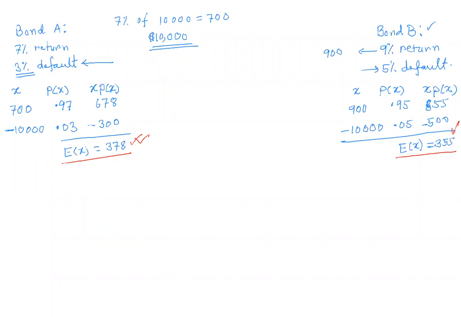Okay. Any question, anybody, before I move on? How did you get 855? 900 times 0.95. Oh, okay, I see. Thank you. Any other questions, anybody?